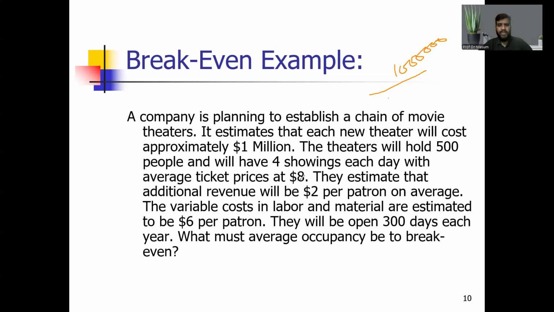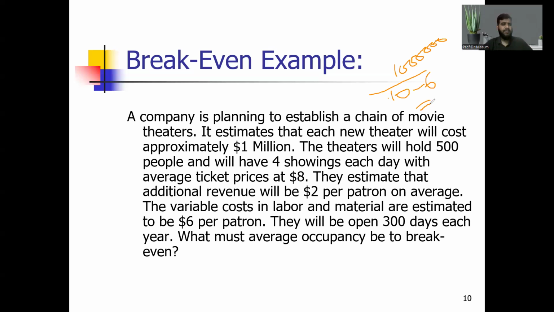Divided by 10 plus 8 plus 2 equals 10. Your sales price minus variable cost, minus variable cost is $6. So what will be your break-even number of customers?